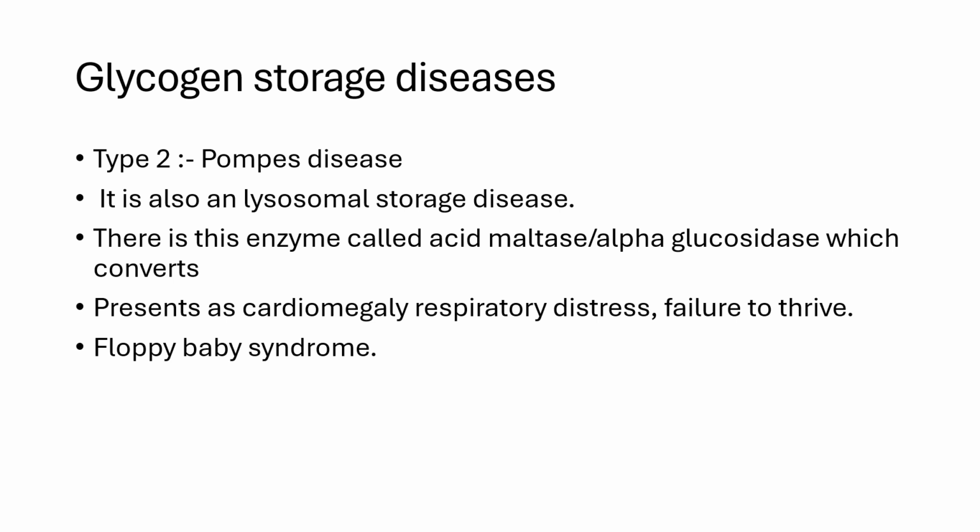So guys, first of all, we'll discuss type 2 because it is unique. It is unique in that it is also a lysosomal storage disease. There is this enzyme called acid maltase or alpha glucosidase, which converts the 2% of glycogen present in cardiac and skeletal muscle into glucose. So this presents with cardiomegaly, respiratory distress and failure to thrive, and classically the floppy baby syndrome is seen in this Pompe disease.